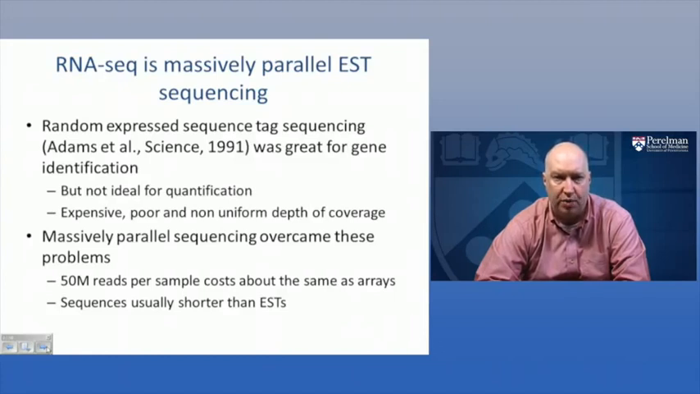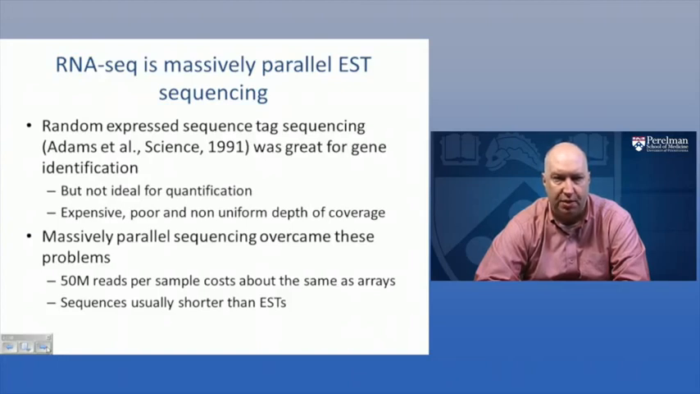It was expensive to generate the data, and the data quality was relatively poor, and there was a lot of non-uniform depth of coverage. For example, while one library may have 1,000 cDNAs, EST tags available, another library may have 10,000, which made differential gene expression tricky.